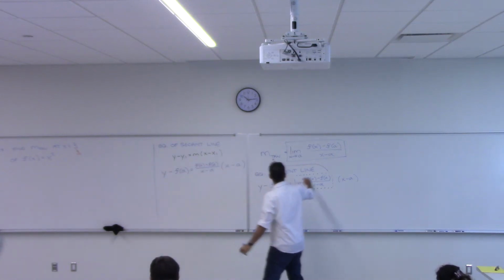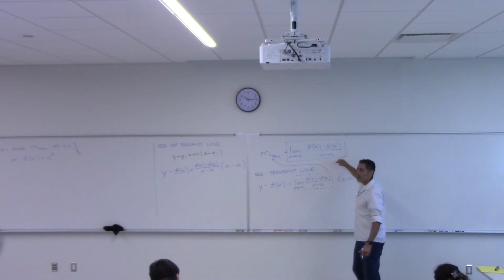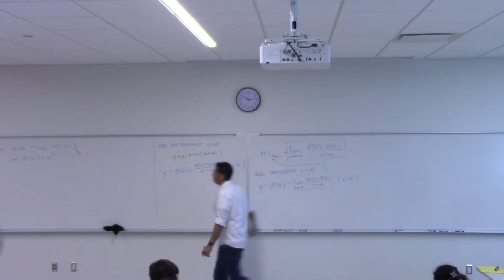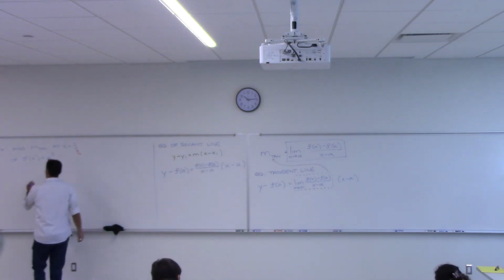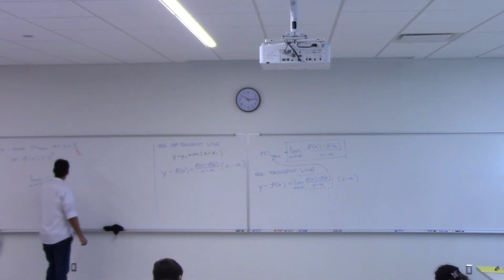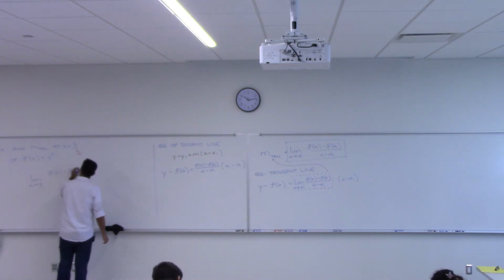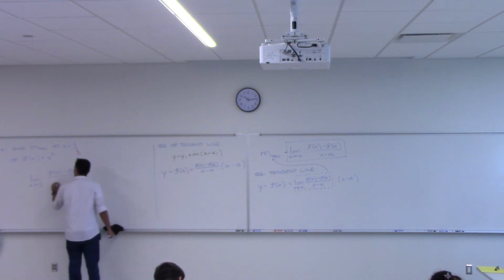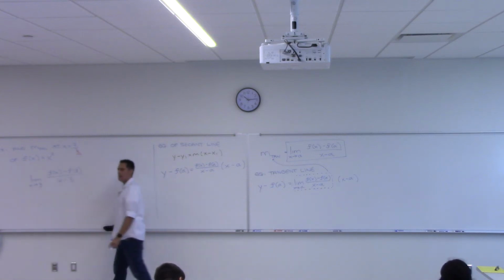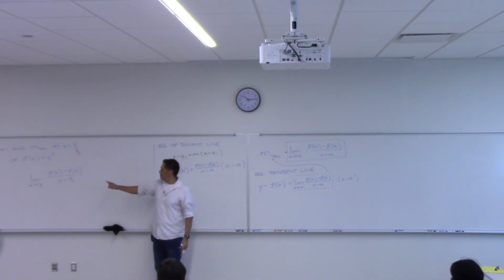So I'm going to use this top formula right here, because that's what I'm being asked for in the problem. I'm not asked for the equation. I'm asked for just this. So it's just a limit, right? I'm going to replace all my A's with 3's. So I'm going to do limit x approaches 3 of f of x minus f of 3 over x minus 3. That right there is the slope of the tangent line at x equals 3.